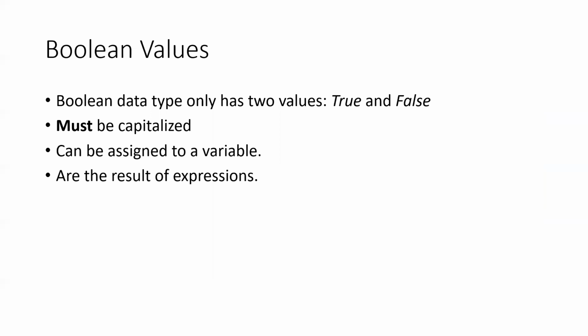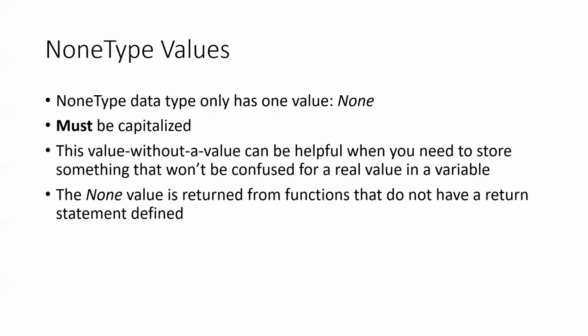All right, Boolean values, True and False, must be capitalized, and they can be assigned to any variable. They're the result of some expression. NoneType, again, has just the one value of None, and the N must be capitalized. The value without a value can be helpful if you need to store something that won't be confused for a real value in a variable. A None value is returned from functions that do not have a return statement defined. So if you don't set up a return inside of a function, it's not going to return anything, but it still returns a None value by default.